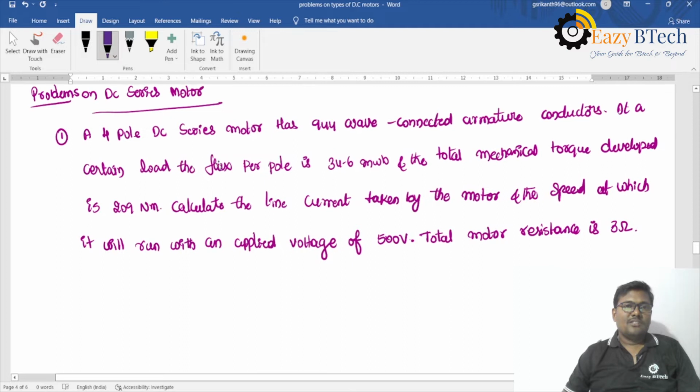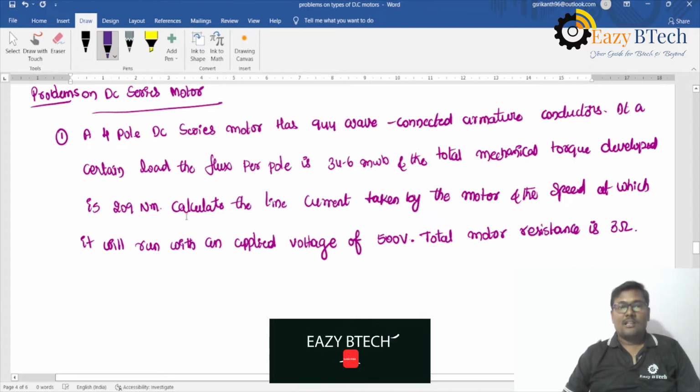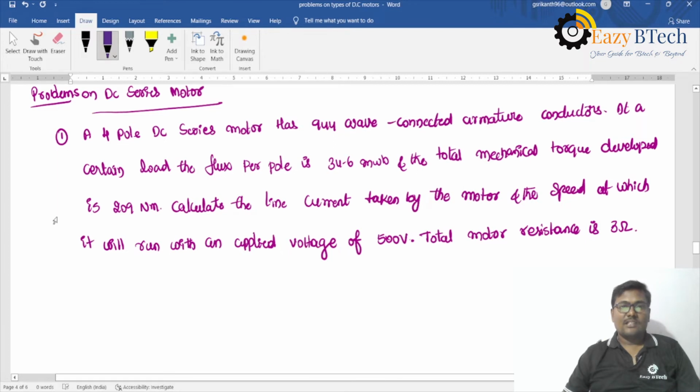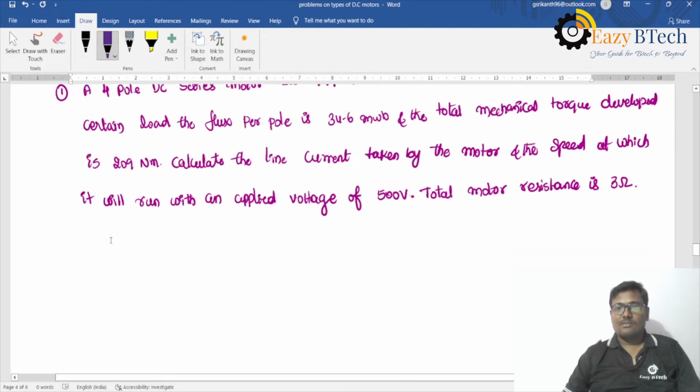A 4-pole DC series motor has 944 wave connected armature conductors. At a certain load, the flux per pole is 34.6 milliweber and the total mechanical torque developed is 209 Newton meter. Calculate the line current taken by the motor and the speed at which it will run with an applied voltage of 500 volts. Total motor resistance is 3 ohms.